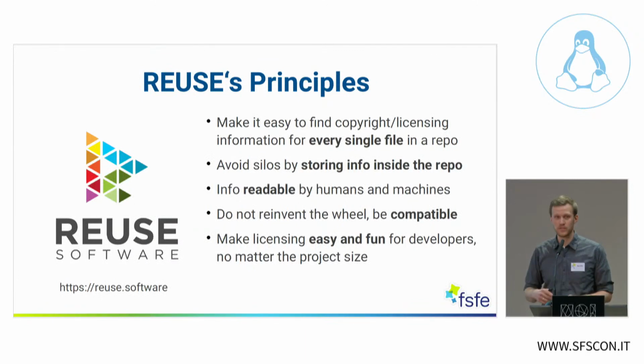So reuse has a few principles that I would just quickly skim here. The idea is that we want to make it easy to find copyright and licensing information for every single file in a repository. So what we see these days is that you have a single license file or copying file in a repository, and you're not certain, does it apply to all files or also to these icons by a third party? So we want to make it easy to have this information available, so that you can really say this file is under this and that license from this copyright holder.